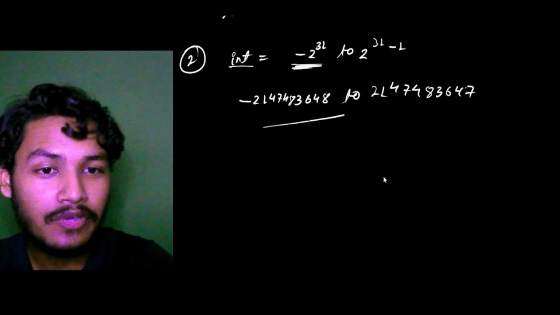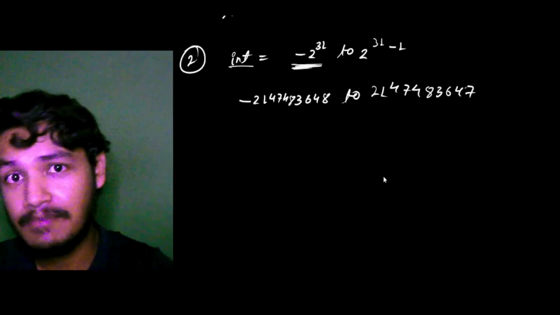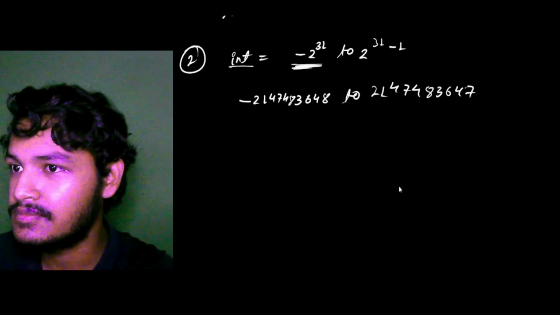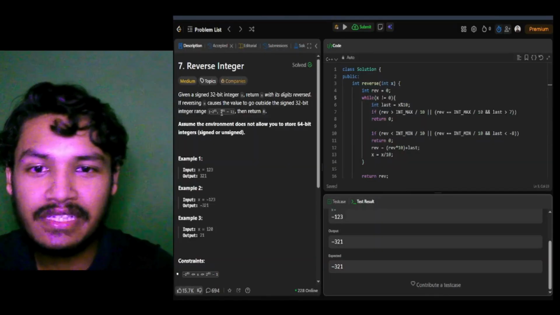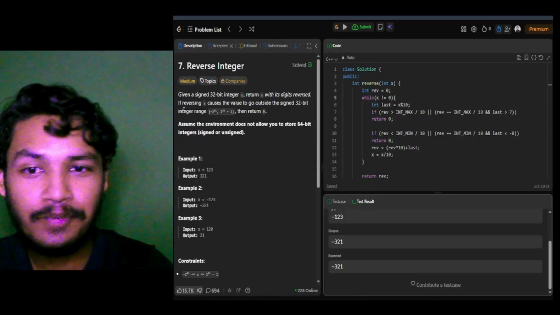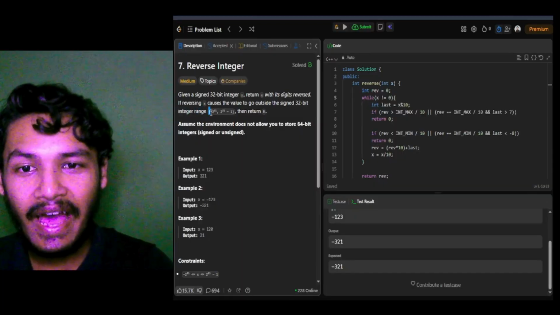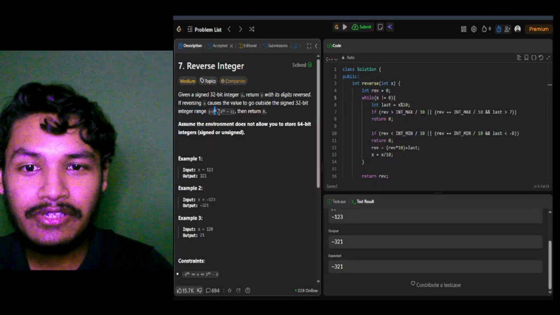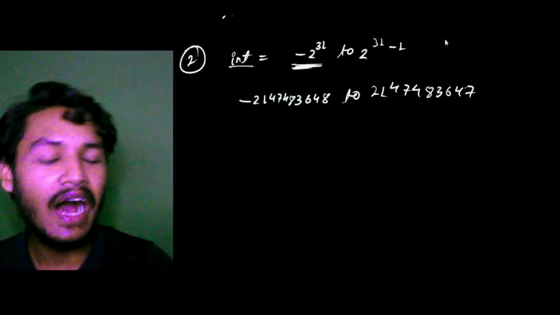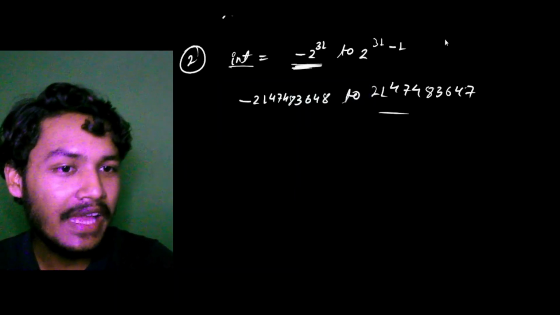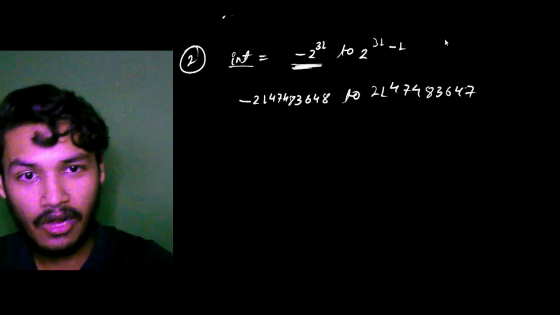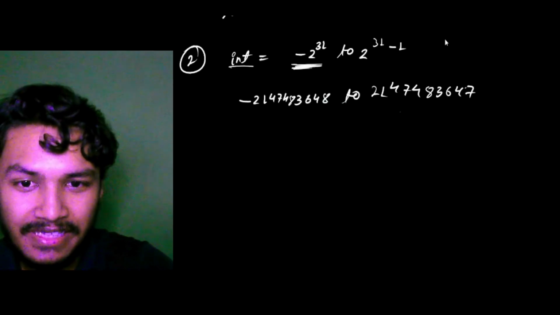So we have to write some checks. Let me show you the question first. All right, so this is the question. You can see here that if reversing x causes the value to go outside the signed 32-bit integer range, -2 to the power 31 to 2 to the power 31 minus 1, then return 0. That means if our value is exceeding this range, we will return 0. All right, so let me write the pseudocode for this.